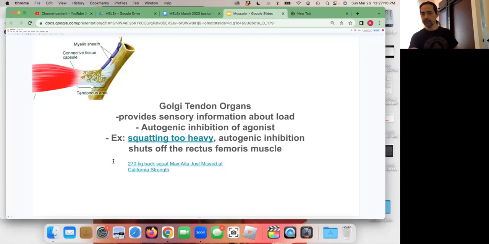Is that clear, autogenic inhibition? Is that unclear to anyone? Okay, awesome.